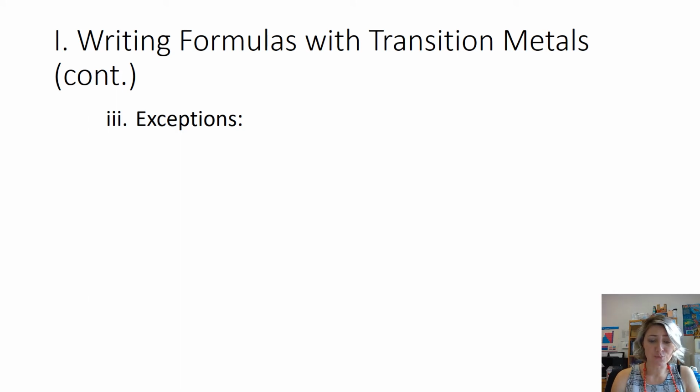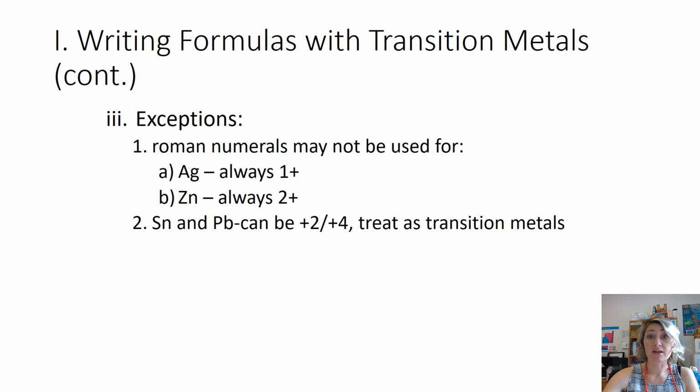All right, so this would not be chemistry if it weren't for the exceptions. There are some exceptions to writing formulas with transition metals, and the two that we're really concerned with are silver and zinc. Now, even though they are transition metals, they don't have more than one charge. So silver is always going to have a +1 charge, and zinc is always going to have a +2 charge.